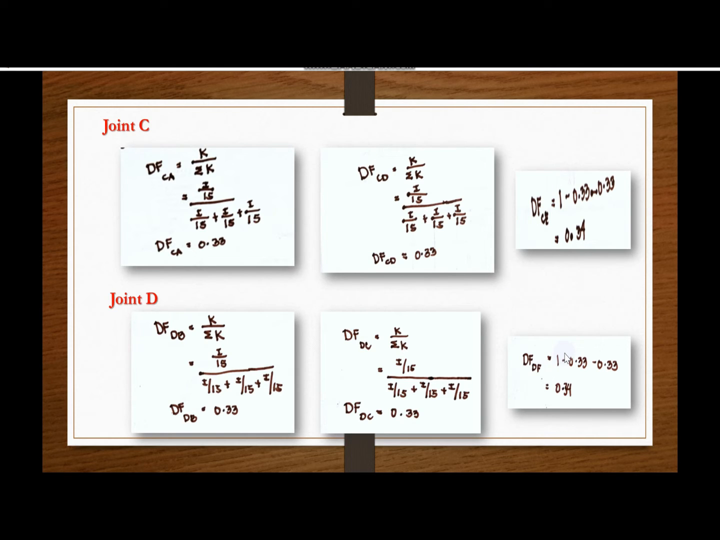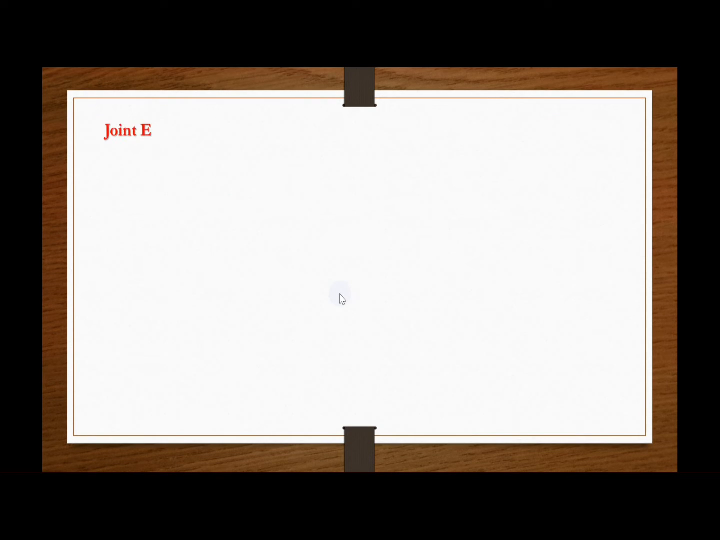And for the distribution factor of DF, as I said earlier, the summation of all members is equal to 1. So we add DC and DB and subtract from 1, and the answer is 0.34. Next is joint E.